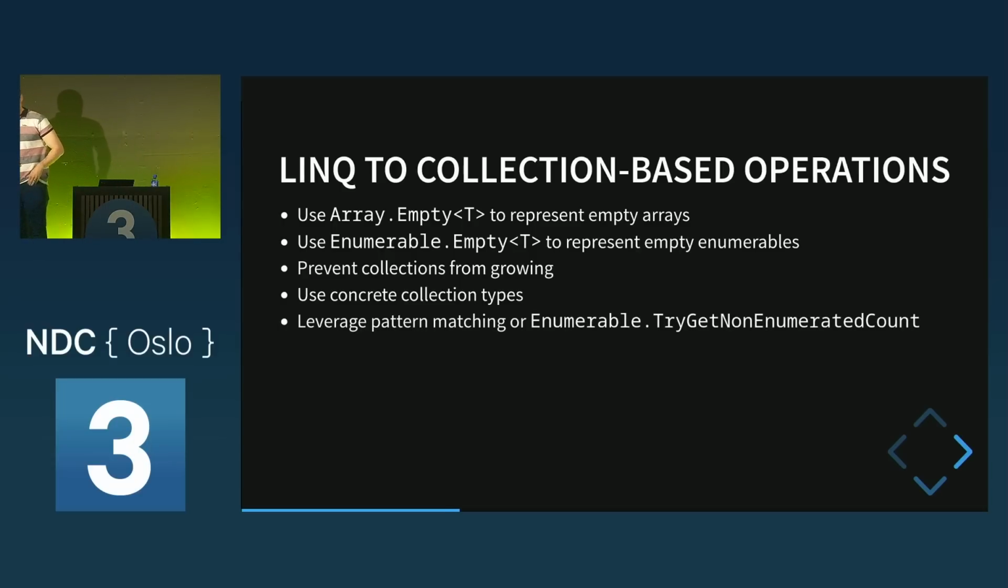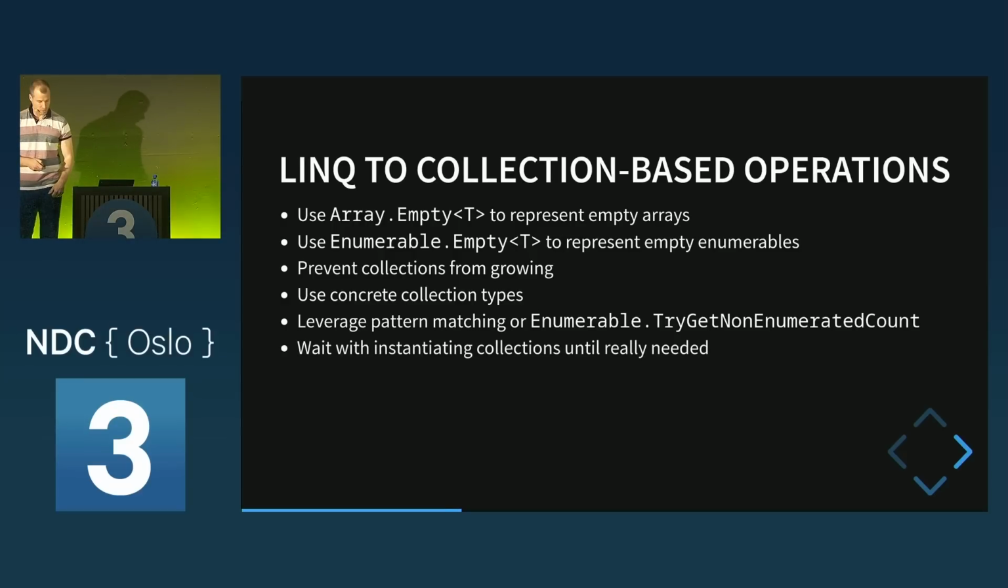And then if you can, for example, if you're getting input from the outside and you need to copy it into a new collection, sometimes you need to get the count. And instead of using link count, use, for example, pattern matching to figure out whether it's an IReadOnlyCollection, and then you can have access to the count, or you can use the Enumerable.TryGetNonEnumeratedCount, which basically attempts to find out whether it's a collection type that has already a count available, and then it doesn't enumerate through the whole collection. That's also a good way to improve performance.